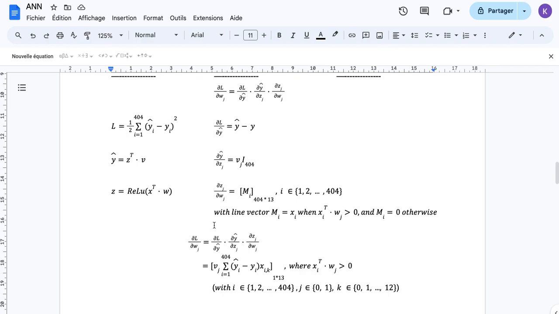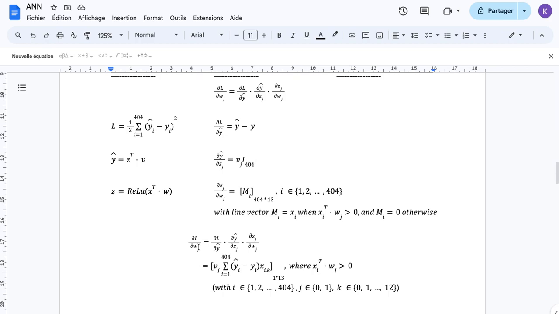I encourage you to write out the loss function and try to compute this partial derivative. If this is still not clear to you, please let me know in the comments if you want me to make a video to further detail these calculations. Putting everything together, we obtain the partial derivative of the loss function with respect to the weight vector of a neuron in the hidden layer.